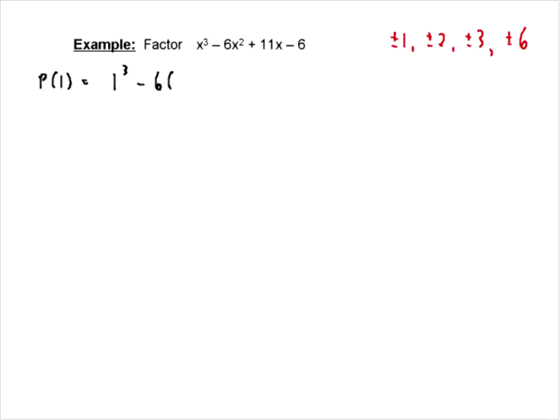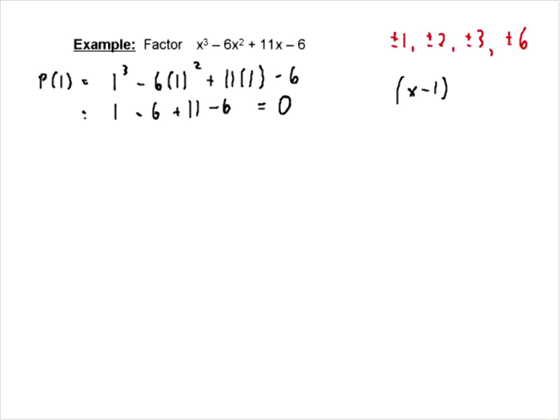So 1 cubed minus 6 times 1 squared plus 11 times 1 minus 6. Often, as you write it down at first, we're going to see this is going to work. 1 minus 6 plus 11 minus 6 turns into 0. So now we have determined that 1 is a root, which means that the binomial x minus 1 is one of the factors.